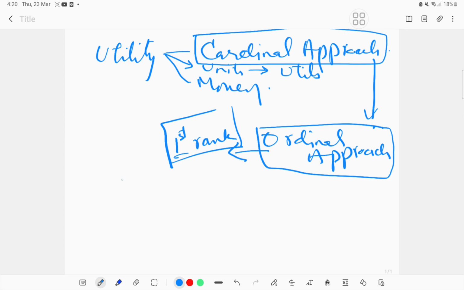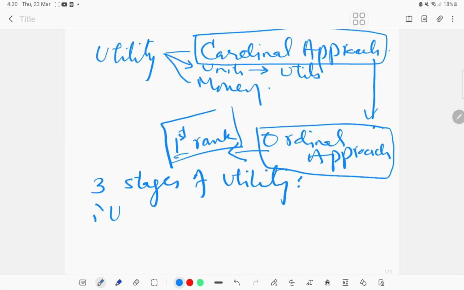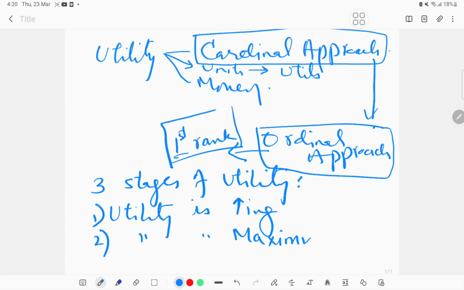Let's come to the utility difference and differentiation. There are three stages of utility. First is utility is increasing. यूटिलिटी इंक्रीज हो रहा है. और सेकंड है यूटिलिटी इज़ मैक्सिमम, अपने मैक्सिमम पर है. एंड थर्ड इज़ यूटिलिटी इज़ फॉलिंग, गिर रही है.